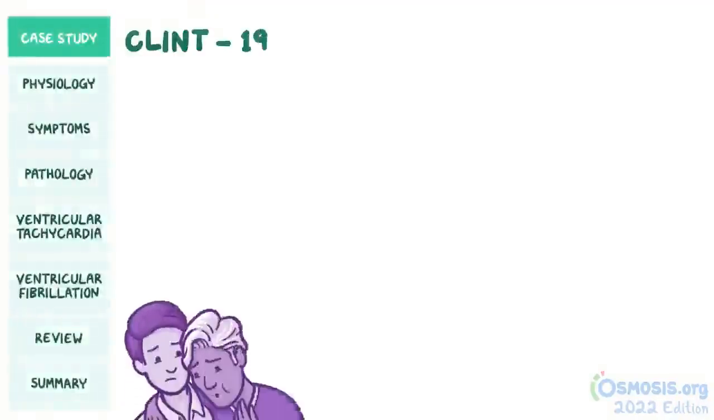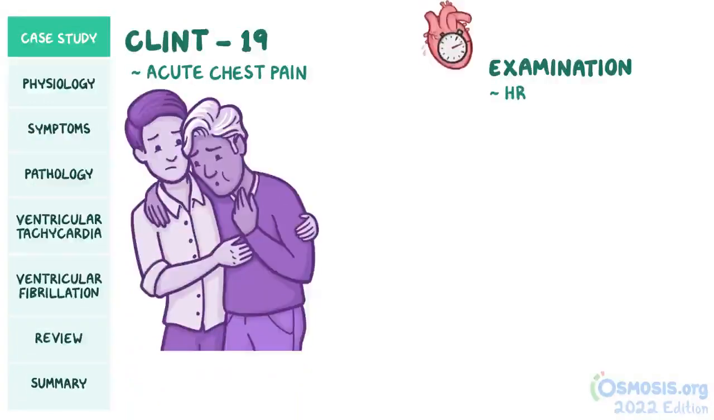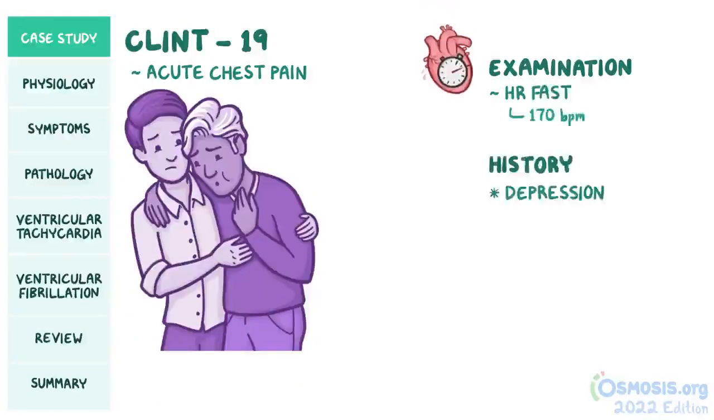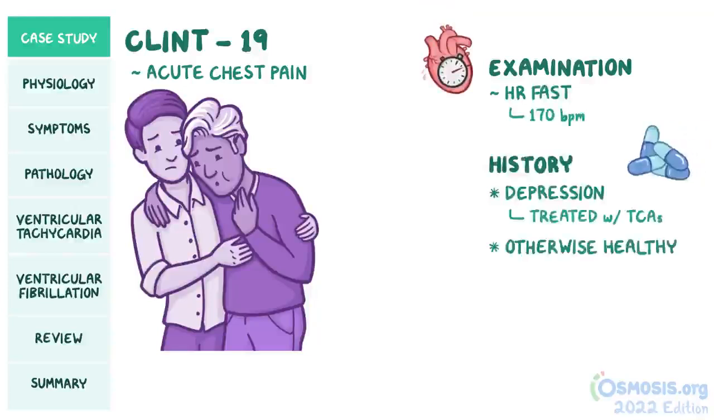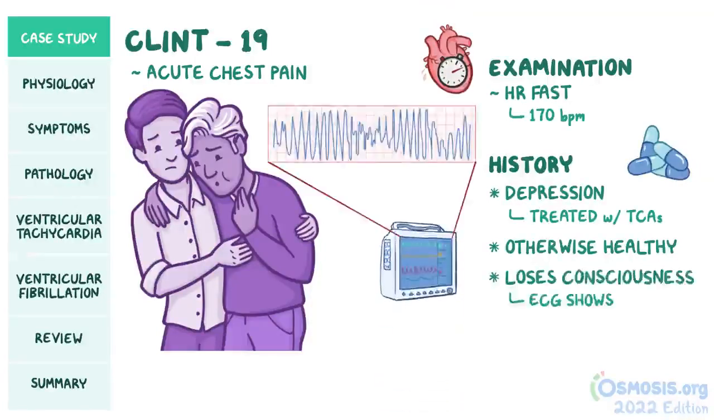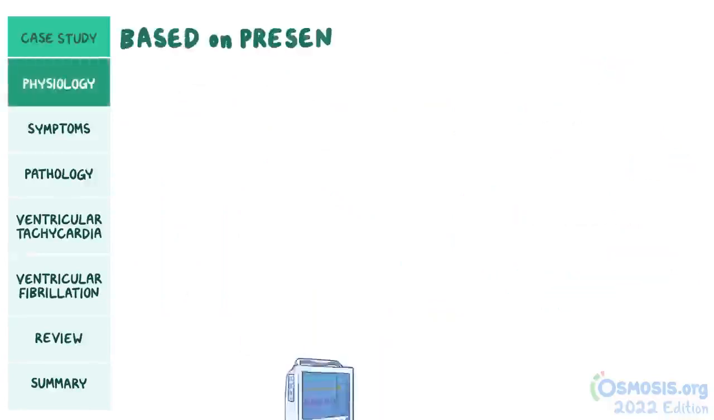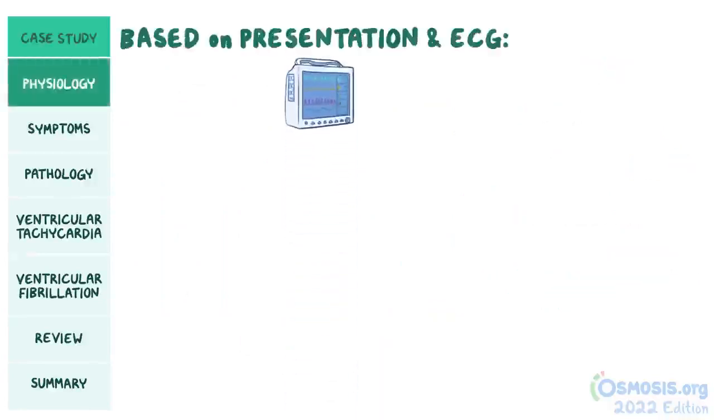Clint is a 19-year-old male that's brought to the emergency department for acute chest pain. Upon examination, you notice that his heart rate is really fast, about 170 beats per minute. He has a history of depression and is currently being treated with TCAs. He is otherwise healthy. A few minutes after arriving, Clint loses consciousness. His ECG shows this. Alright, so based on his presentation and ECG, Clint has some form of arrhythmia.